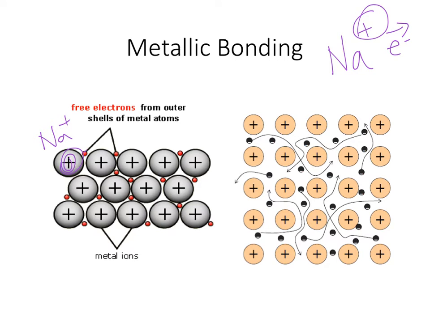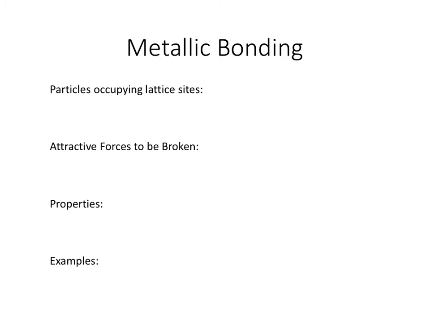So that electron just kind of hangs out somewhere in between the metals. So there's a whole bunch of Na+ ions and a whole bunch of electrons just kind of floating around. And so then those electrons that float around really do move completely randomly. And since those electrons can move very easily, it actually conducts electricity very easily, because conducting electricity is just conducting electrons. So the particles occupying the lattice sites of a metal are positive ions.